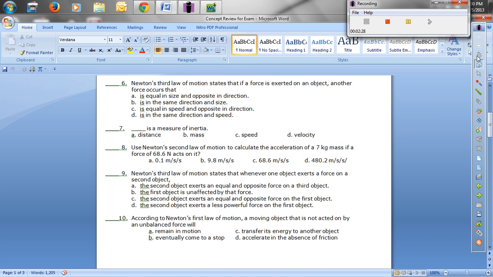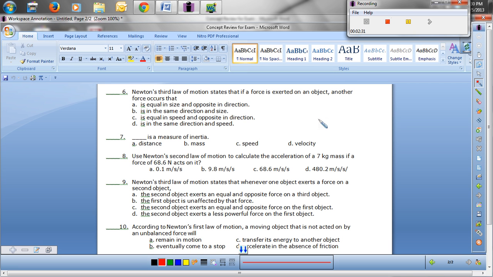Number 6 says Newton's third law of motion states that if a force is exerted on an object, another force occurs that is equal and opposite in direction. Mass is a measure of inertia. It's in kilograms. The more massive you are, the more inertia you have. Inertia is a resistance to change in your motion. So think about a refrigerator as compared to a coin. It's much harder to change the state of motion of the refrigerator than the coin.